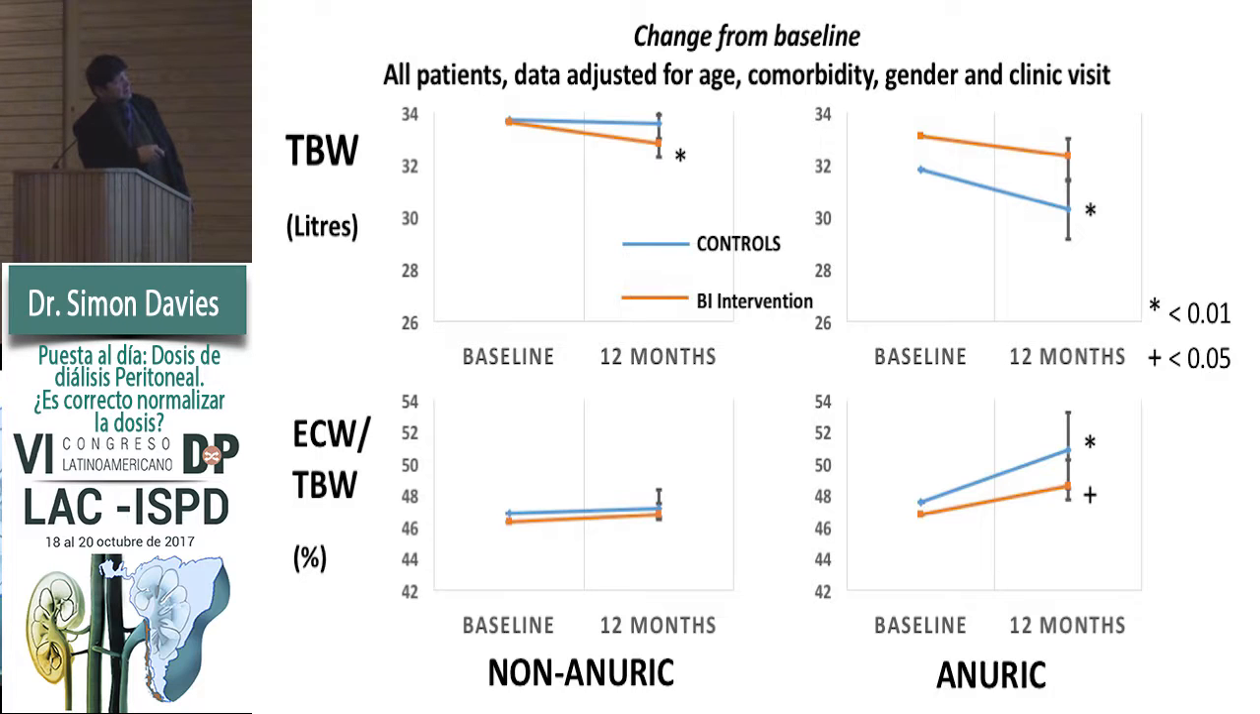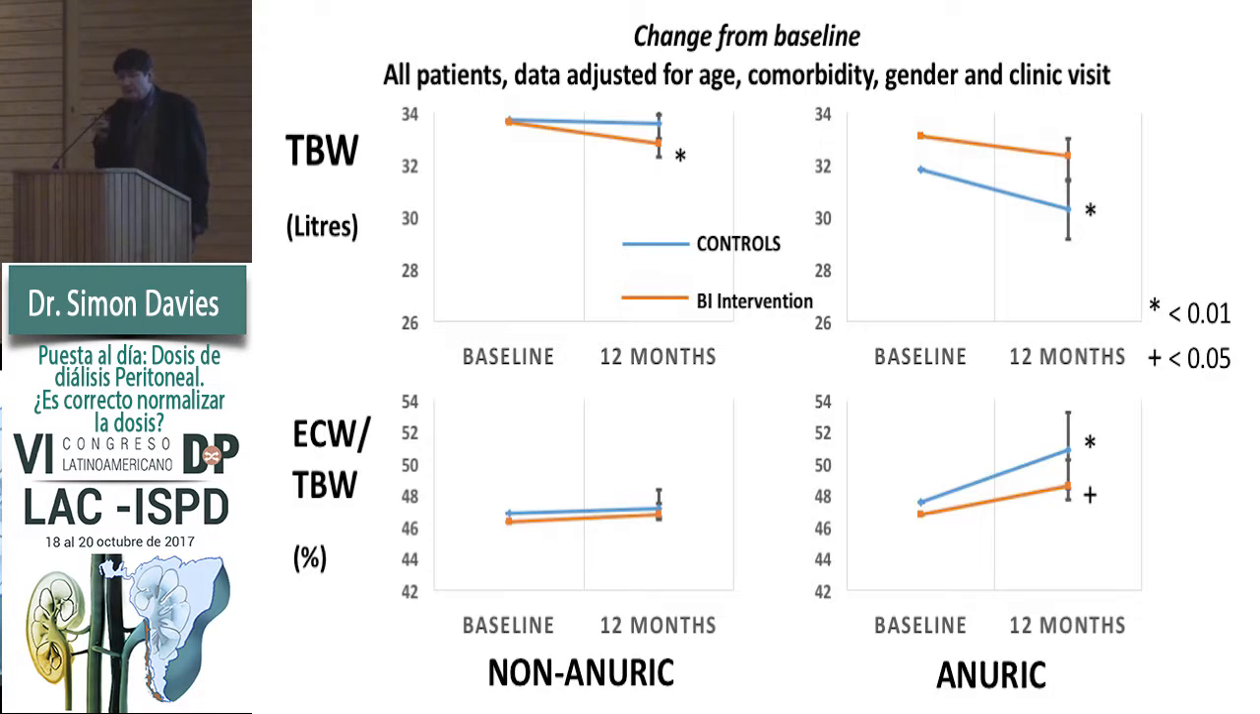Because the total body water falls and the extracellular water remains the same, the overhydration ratio gets worse. So the primary reason why patients become more hydrated with time on PD, according to bioimpedance, is this loss of muscle mass and a relative increase in extracellular water.